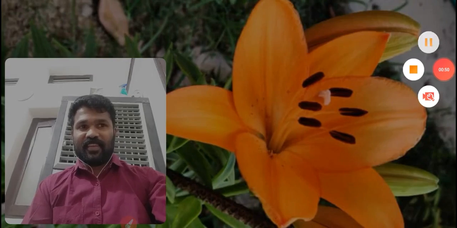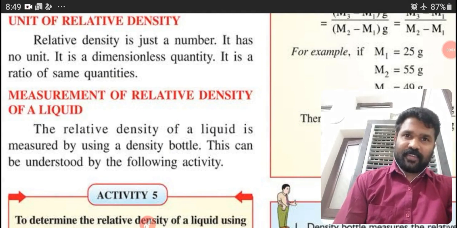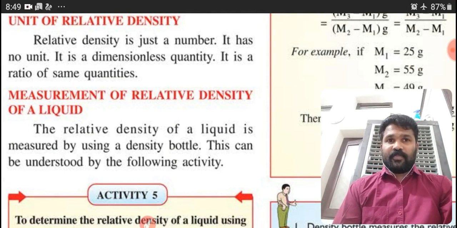Today we are going to discuss our second unit, physical quantities and measurement. From this chapter, we are going to discuss one important topic, that is the unit of relative density. All of you please take out your book and watch this session carefully. Here is our topic: relative density, the unit of relative density.